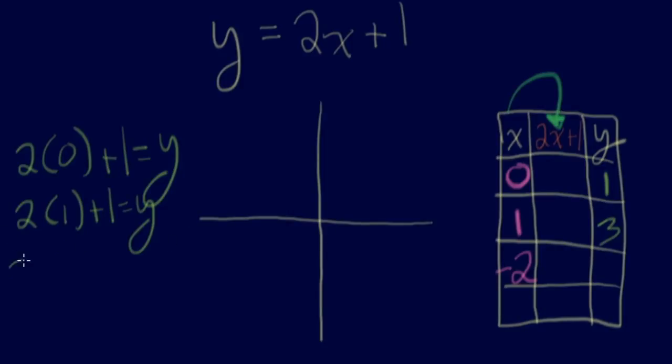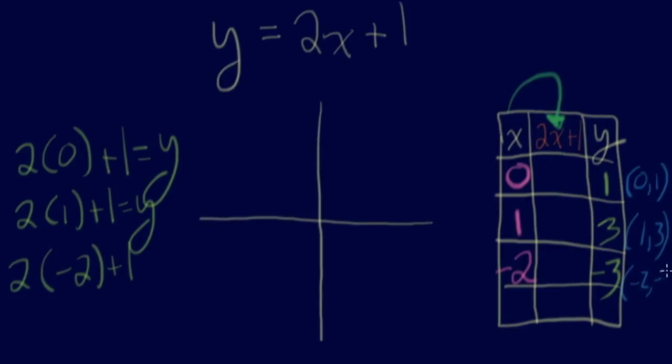And how about when x is negative 2? What's that going to be? That is going to be negative 3. So that was negative 4 plus 1, so negative 3. So those are my coordinates. So that means that when x is 0, y is 1. So my actual coordinate would be 0, comma 1. The other one would be 1, comma 3. And then I'd have negative 2, negative 3.